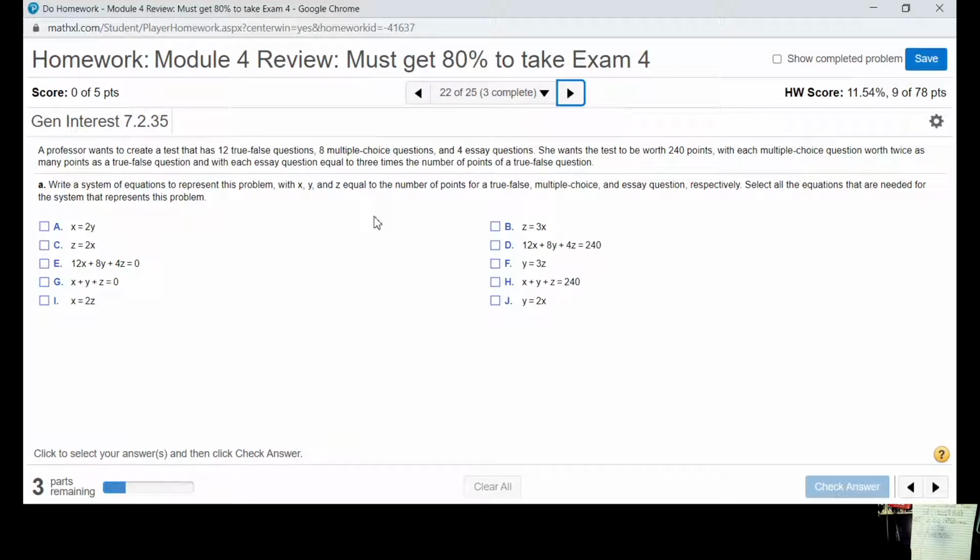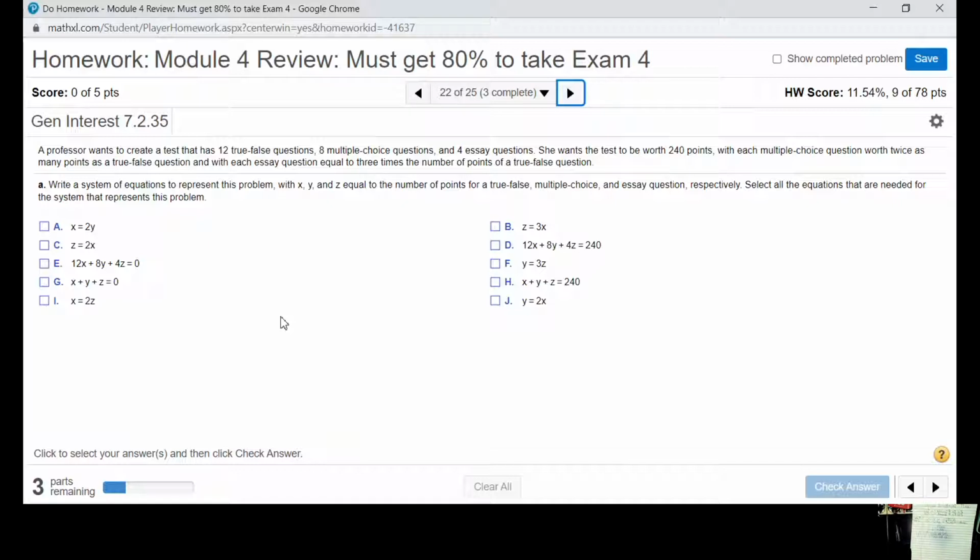Basically, we have to read through all this, figure out what the system's equations are, and pick them out of this big list of possible equations. Okay, so let's read through here. Professor wants to create a test that has 12 true-false questions, 8 multiple choice questions, and 4 essay questions. She wants the test to be worth 240 points. That sounds like a total, with each multiple choice question worth twice as many points as a true-false question. That's like our cheese and pepperoni pizza problem we were doing earlier. And with each essay question equal to 3 times the number of points of a true-false question.